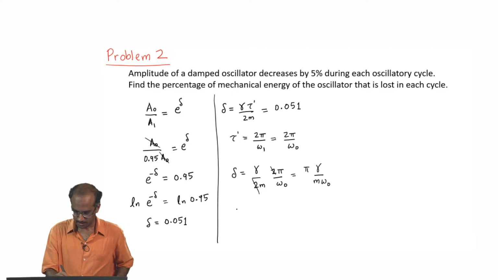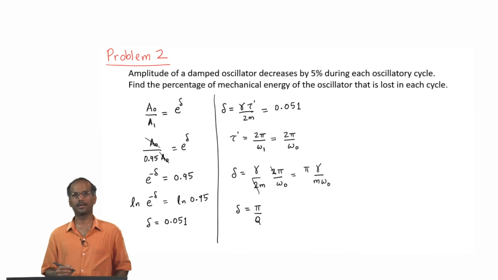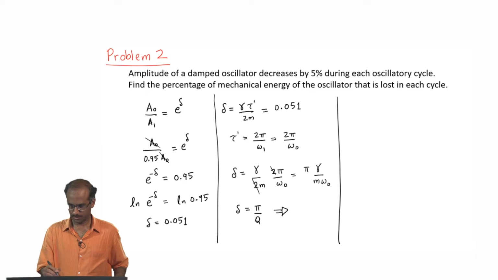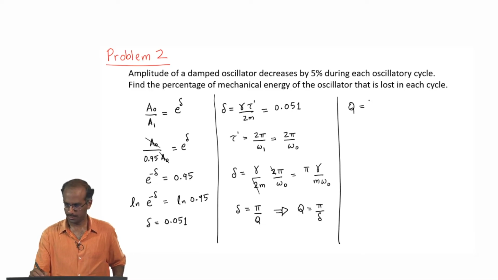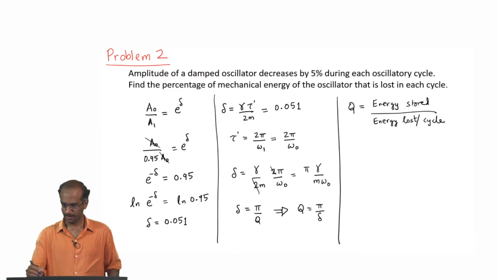So, this tells me that delta here is equal to pi divided by Q. If you remember, m omega 0 by gamma is the Q factor. From this I can rewrite this equation as Q is equal to pi by delta. We know that Q is equal to energy stored divided by the energy lost in one cycle. What we are interested in is this energy lost per cycle, and this is equal to pi by delta.